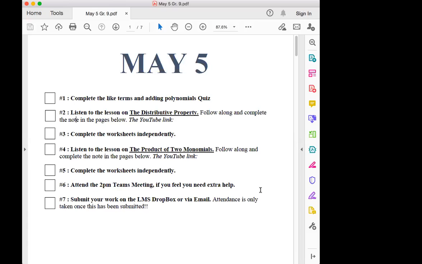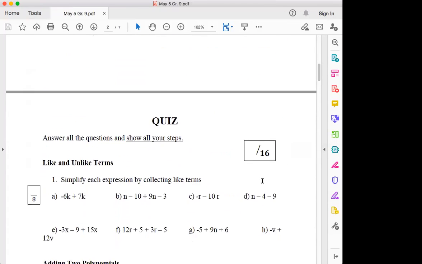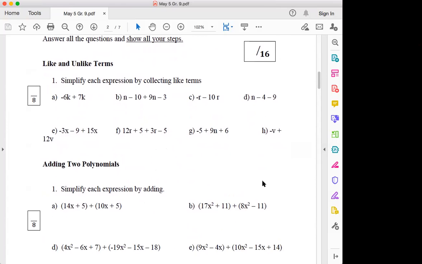So today we've got two lessons. We have one on the distributive property, and then another one on the product of two monomials. So we will start with the first one here, and then you'll have to go on to the second link to see the other ones. So this is what your work package should look like. So you've got your quiz here.